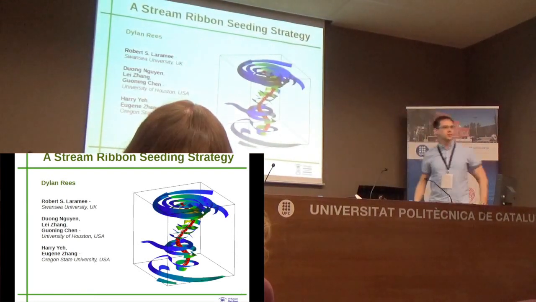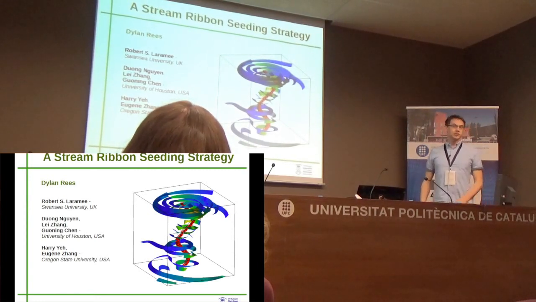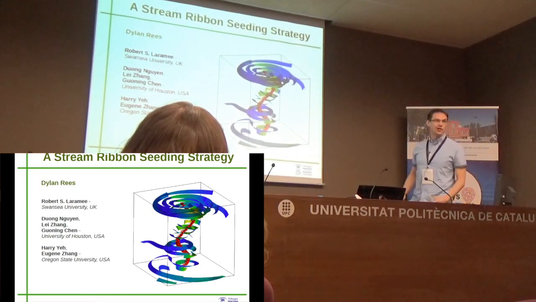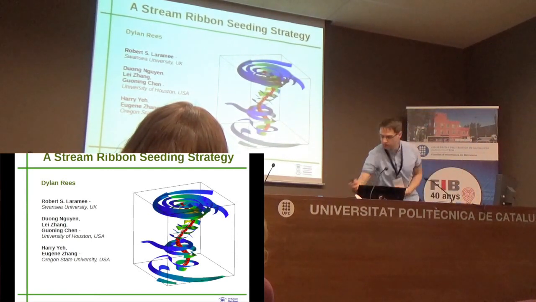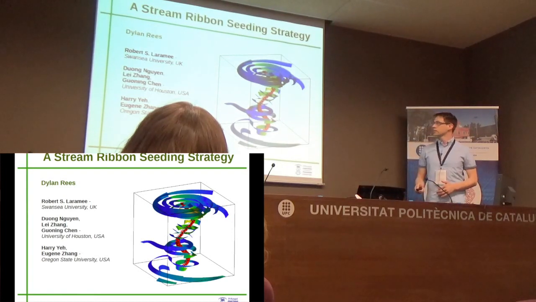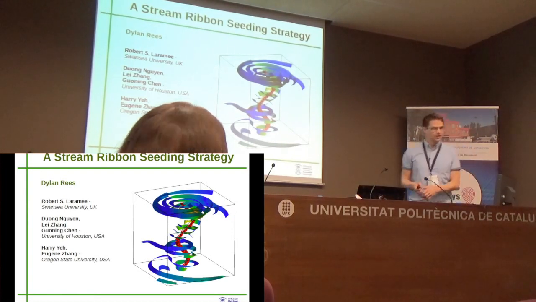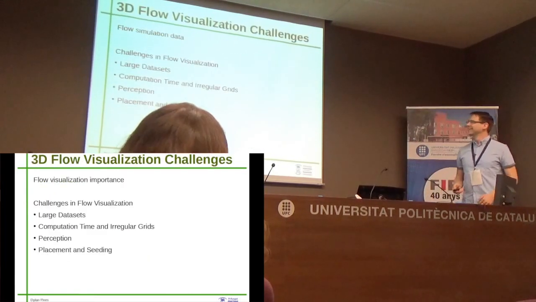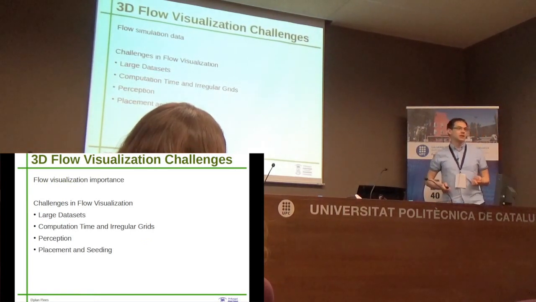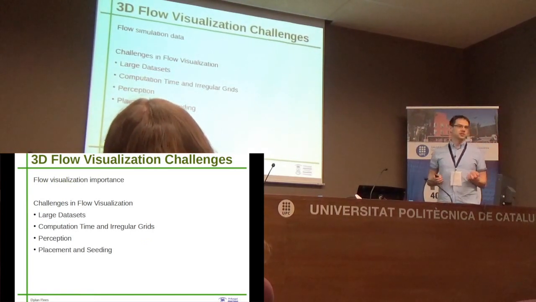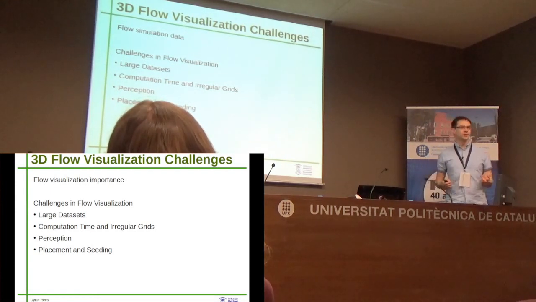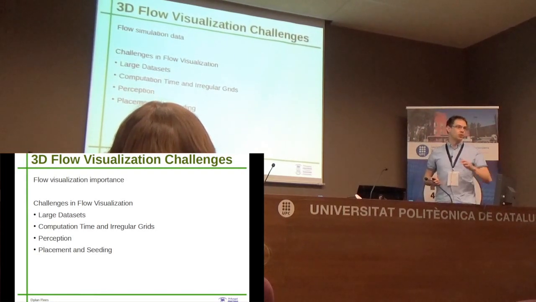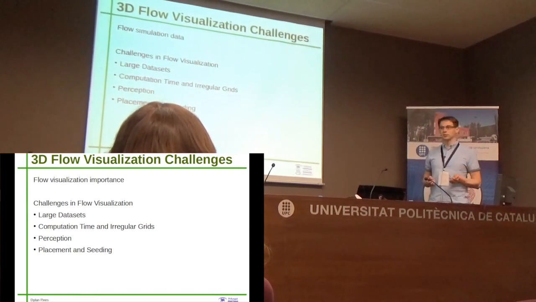So, hello, my name is Dylan Rees. I'm from Swansea University and I'm here to present our paper, Stream Ribbon Seeding Strategy, on behalf of my co-authors and myself. So, what's this paper about? Basically, it's about visualizing flow simulation data. Flow simulation data is very important, as we can see with John in the last talk there. It's simulating flow over a wing, so these things are very important in terms of flow engineering.